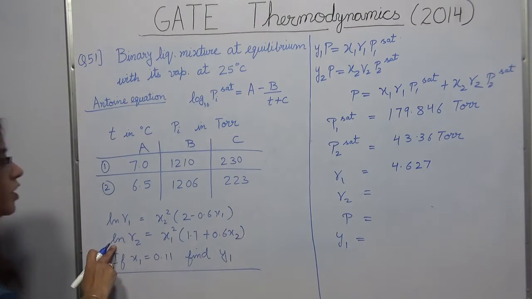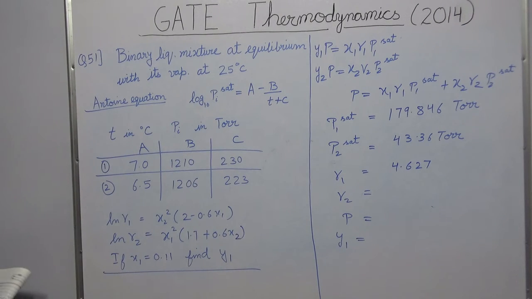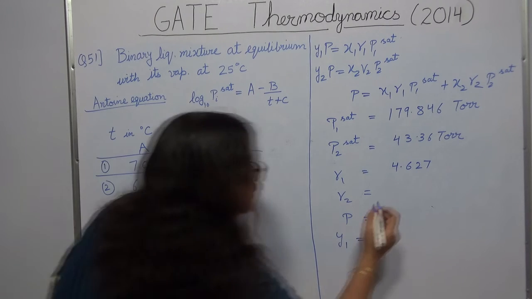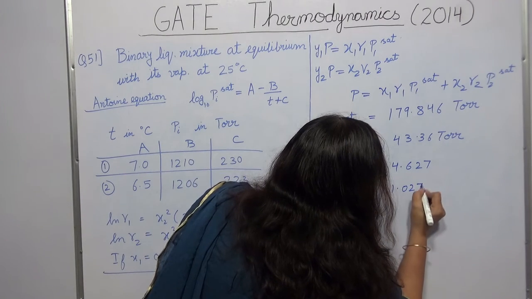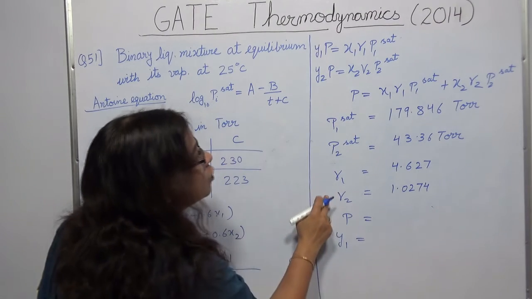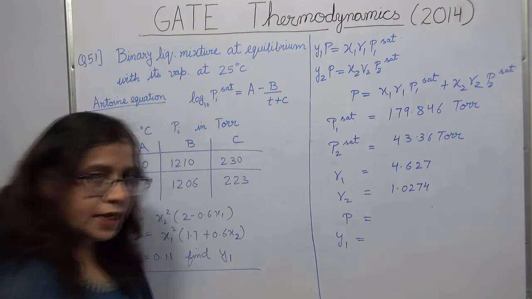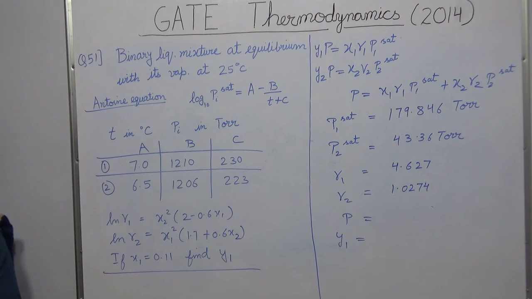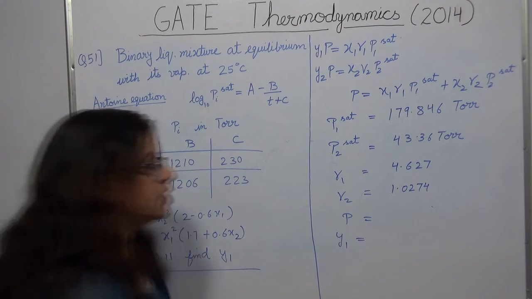Similarly, use this equation of ln gamma 2 and then calculate your gamma 2. It comes out to be 1.0274. Okay. Now I am going to plug all these values in this equation and calculate pressure for you. So that pressure comes out to be 131.18 torr.